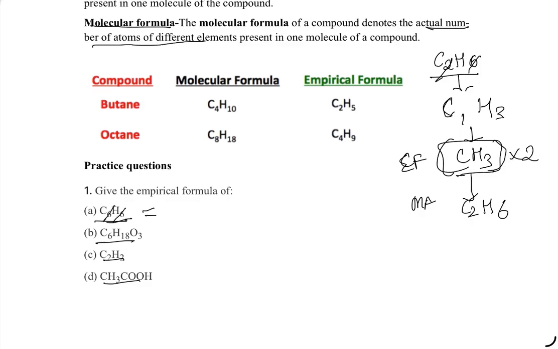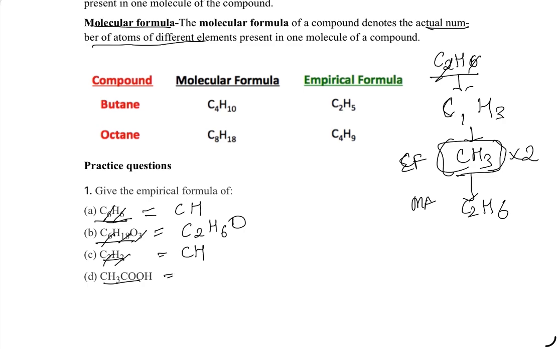If we divide this by 6, a common number, I'll get the empirical formula CH. Second, again a common number which is 3, so I'll get C2H6O. So the simplest whole number ratio is CH.